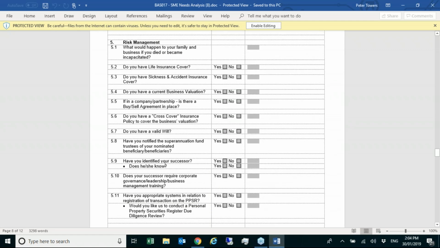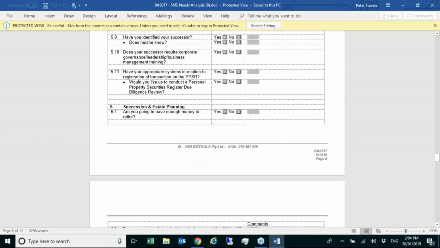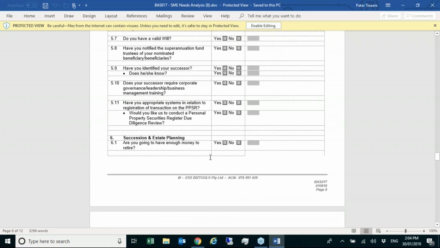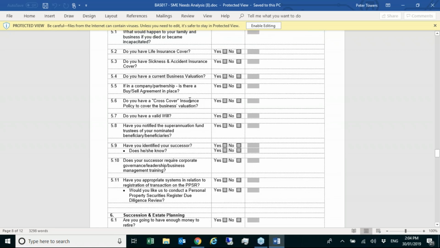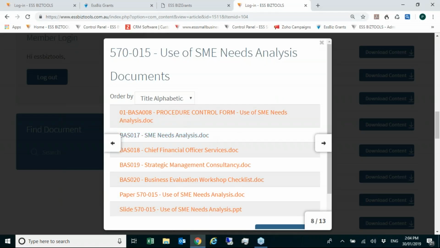Have they got wills? Have they got appropriate buy-sell agreements? Have they been updated? Are they going to be worth anything if an unfortunate accident occurs, and so on? So that's that material. It's part of that training program to get you up to date on all that.